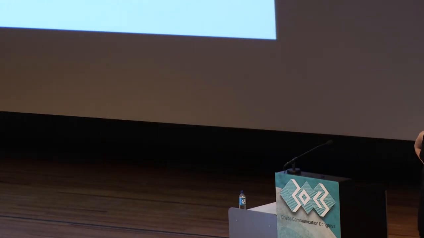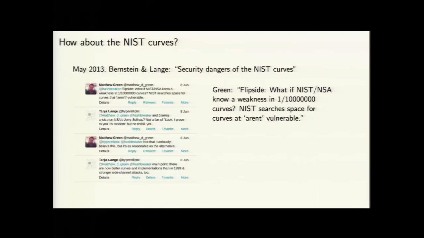Other NIST stuff. Back in May this year, Dan and I were giving a talk, which we titled The Security Dangers of the NIST Curves. This was a talk about elliptic curve cryptography, and we went through the current suggestions of the NIST P curves, so P256, 384, and so on, and showed that it's really, really hard to implement them properly. If you want to implement the curves in a way that you don't have failures, you don't have side-channel attacks, chances are you're doing it wrong.